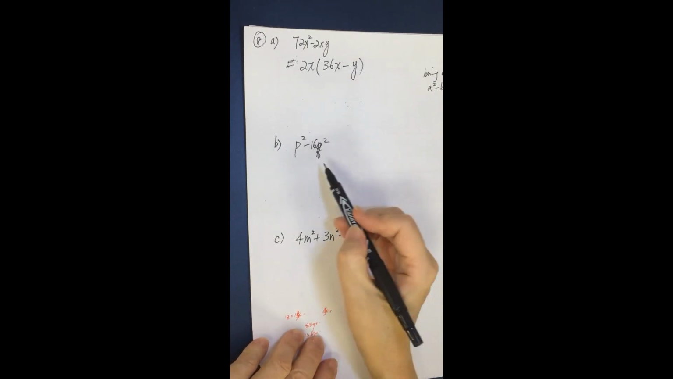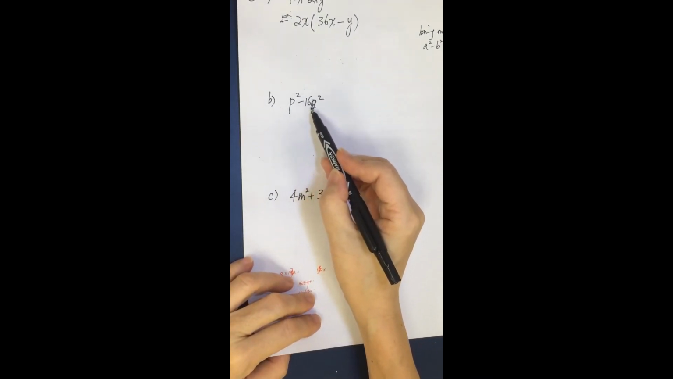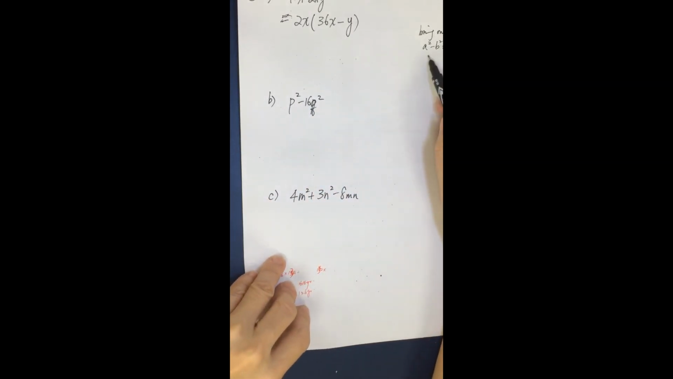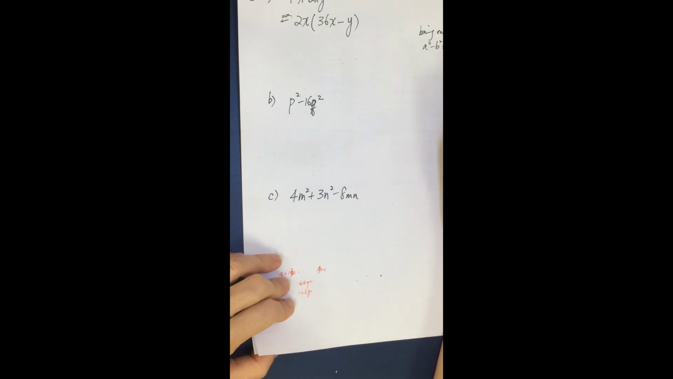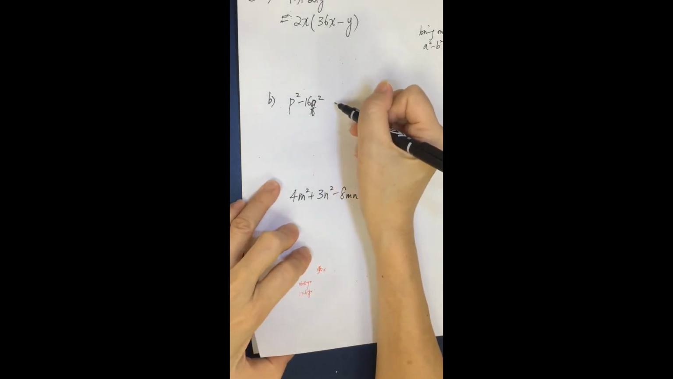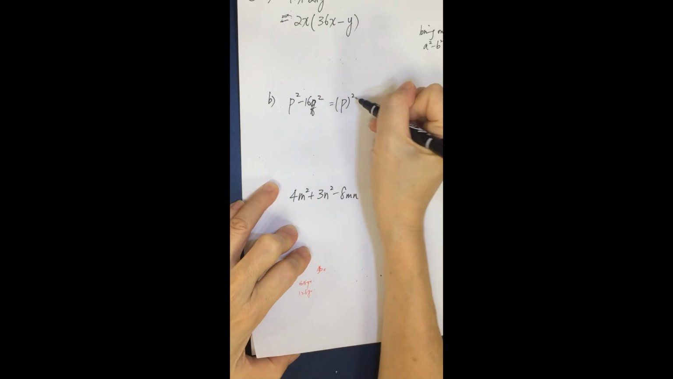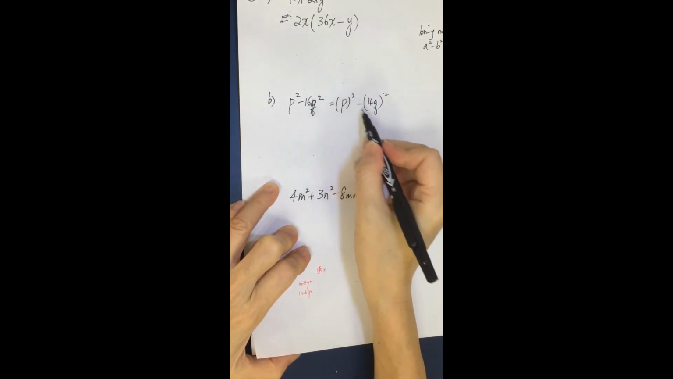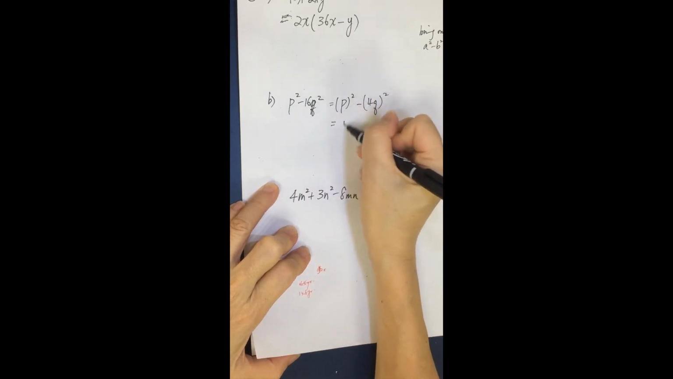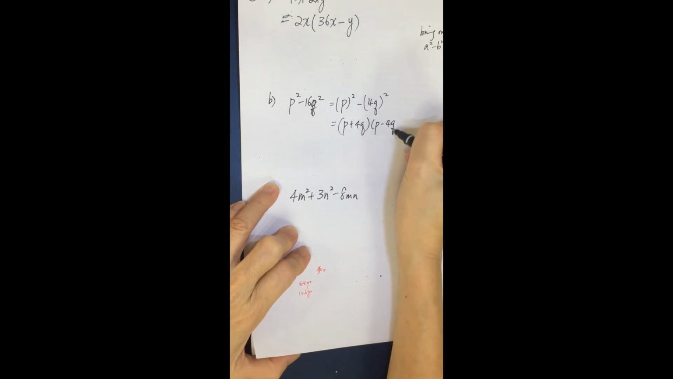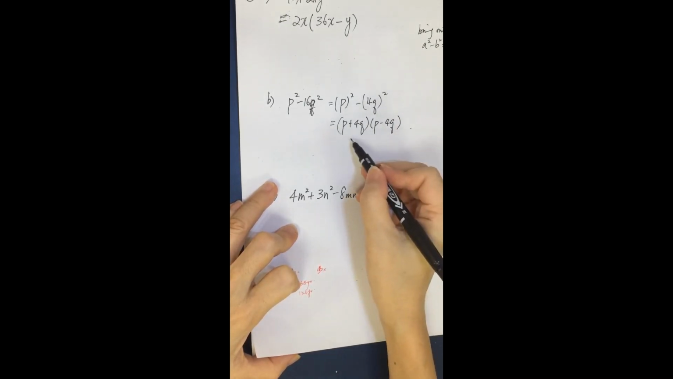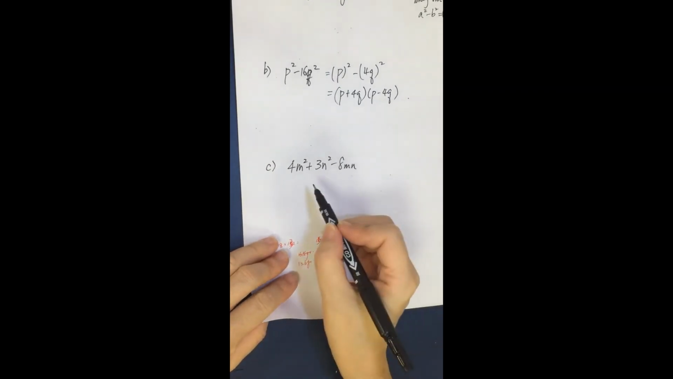Then the next one, p squared minus 16q squared. So you see the square. So isn't it using this method, a squared minus b squared? So I'm going to have p squared and minus 4q squared, the square of this, which is this one. So I'll have p plus 4q times p minus 4q. And I'm done. So this is by the second method. Now the third one.